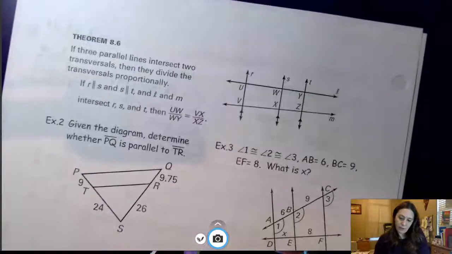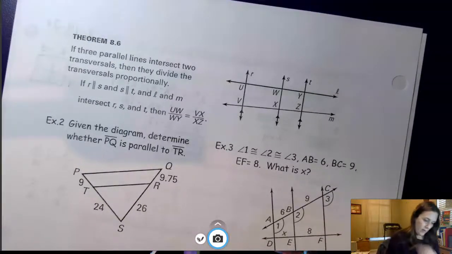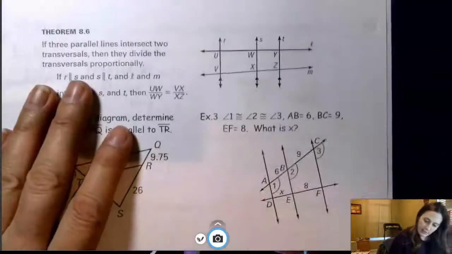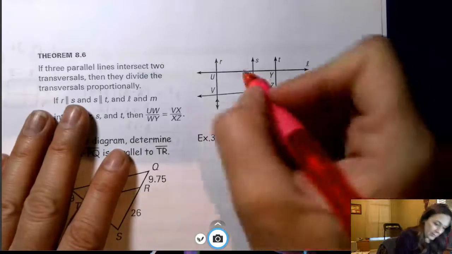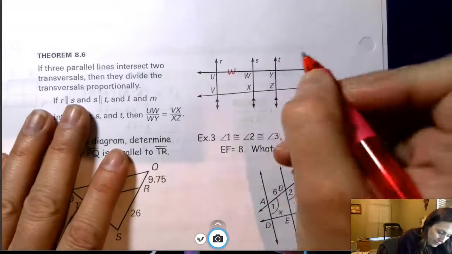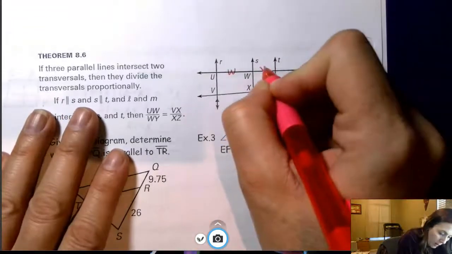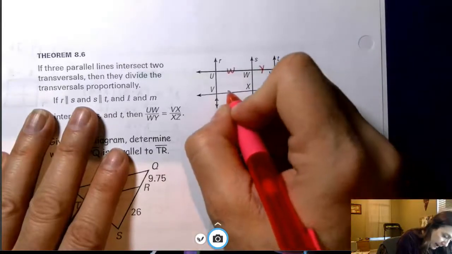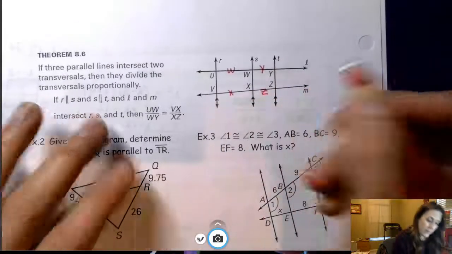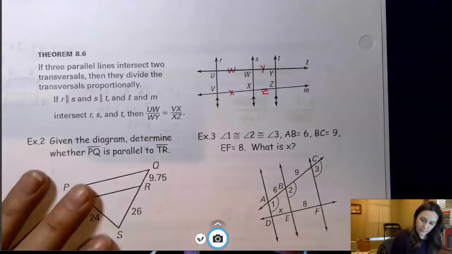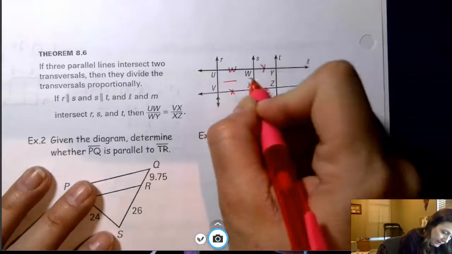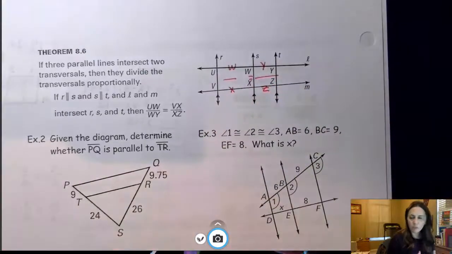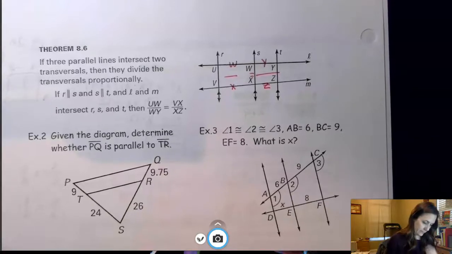And now we have 3 parallel lines intersecting here. Again, I like to put the letters because it just makes more sense to me in my head. If I said this was W, and this was Y, and I said this is X, and this piece was Z, it's easier for me to use a letter. So now I can say, well, W over X is equal to Y over Z. Visually, I can see the proportion, which is really, really nice in these cases.